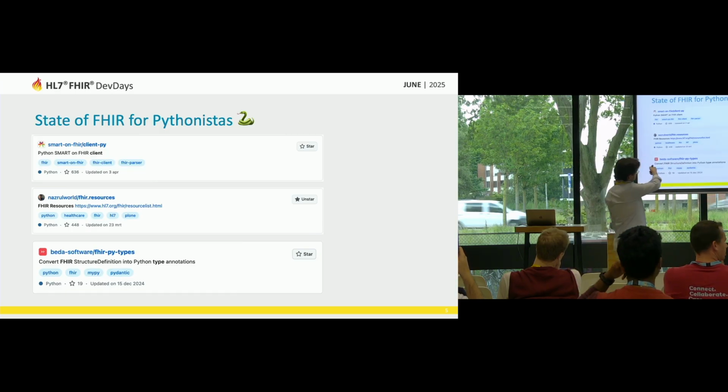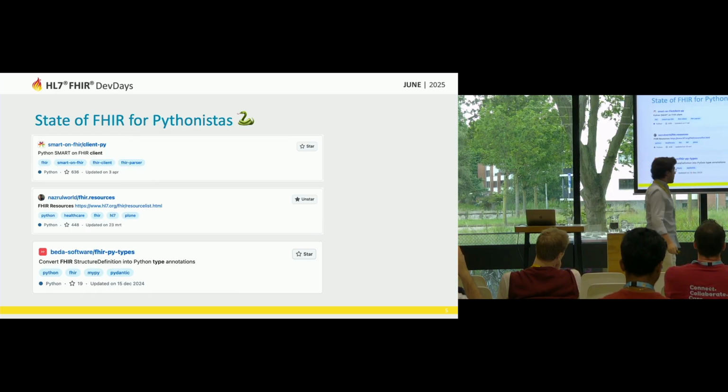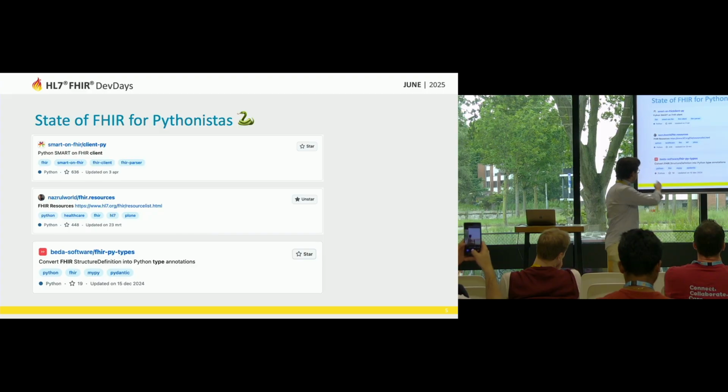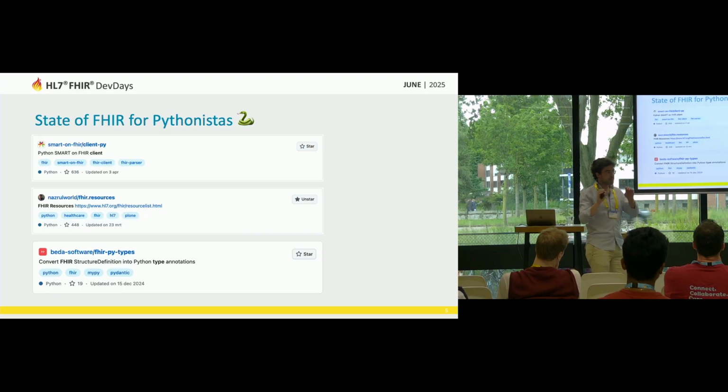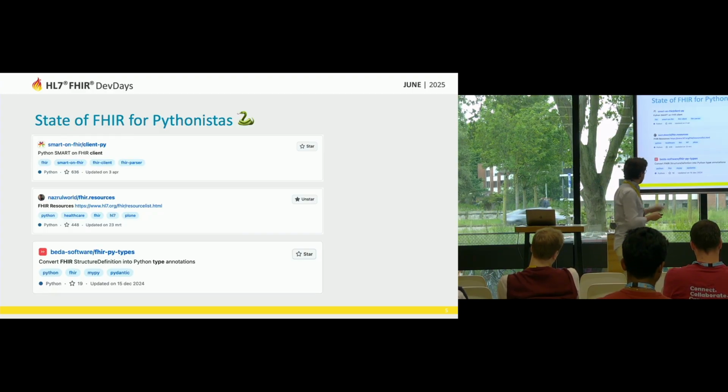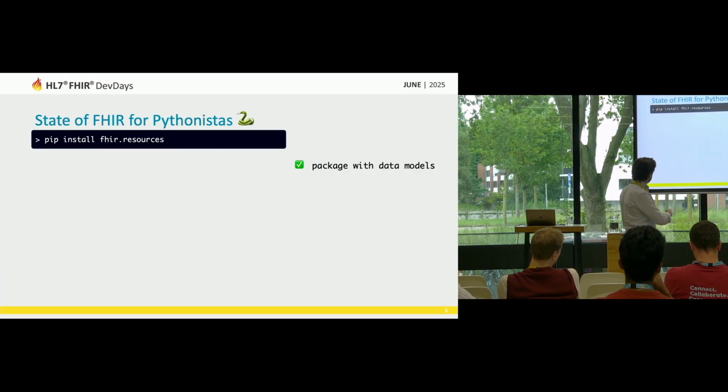Basically, FHIR.resources and FHIR types both are based on Pydantic. The only difference is with FHIR types, you're generating the Pydantic models, so you can adapt them and modify them afterwards in your code base, which is kind of hard with FHIR.resources. But we've been using FHIR.resources quite a long time also. The only problem is, it's quite easy to get started, to install it. It's complete, all the resources are there.